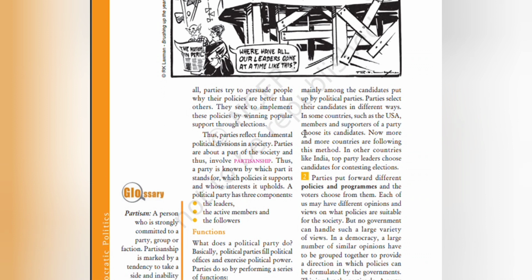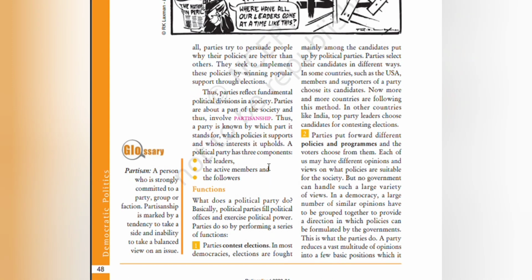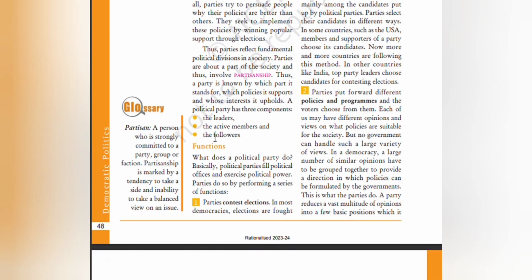Thus, parties reflect fundamental political divisions in a society. Parties are about a part of the society and thus involve partisanship. Thus, a party is known by which part it stands for, which policies it supports, and whose interests it upholds. A political party has three components: the leaders, the active members, and the followers. Functions. What does a political party do?